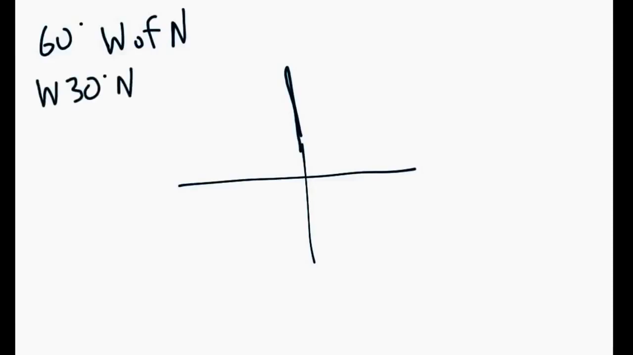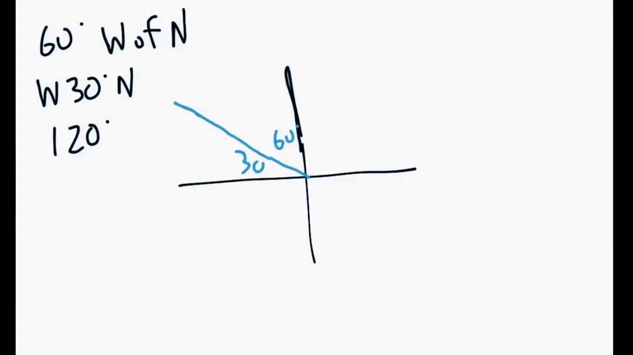So if I gave you a different one, 60 degrees west of north, or I told you to draw west 30 degrees north, or I tell you to draw 120 in the math Cartesian system, you should see that these are all the same thing. So 60 degrees west of north would be like that, right? From the north, we're going 60 degrees towards the west. Or the other one, west 30 degrees north. From the west, we're going to head 30 degrees to the north, would be there.